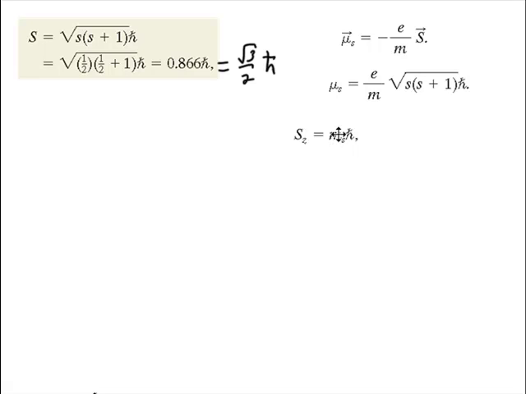So, the component of spin angular momentum along a given axis is just m_s, the magnetic quantum number for spin, times h bar, and then the magnetic dipole moment component along that direction is just minus 2 m_s times the Bohr magneton. The 2 comes because we didn't have the factor of 1/2 here.